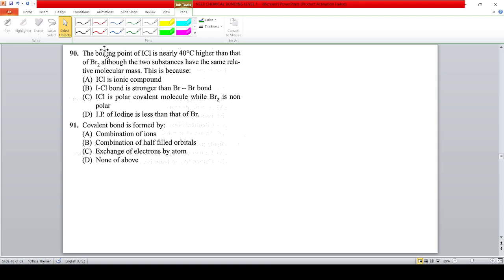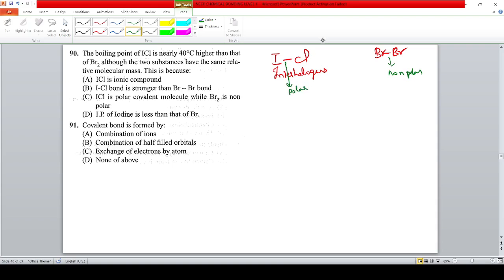Okay. Question number 90. The boiling point of ICl is nearly 40 degrees Celsius higher than that of bromine, although the two substances have relatively the same molecular weight. Why? Because it is called an interhalogen, a compound formed between halogens. This is simply bromine with bromine, a pure non-polar covalent bond. No charge is there. But this one is a polar covalent bond.